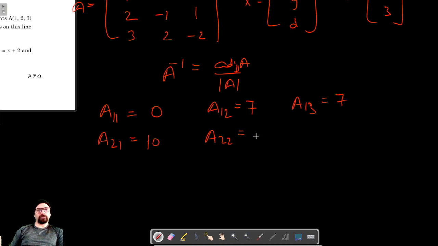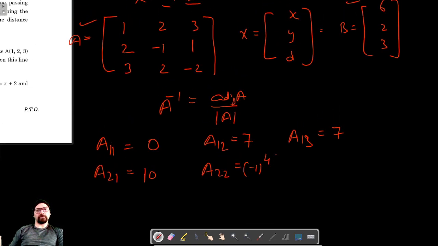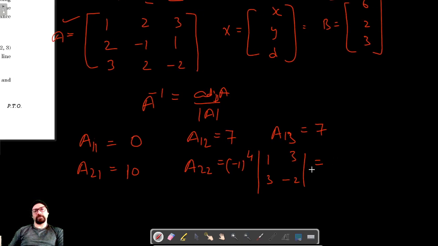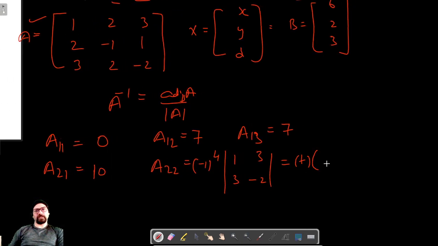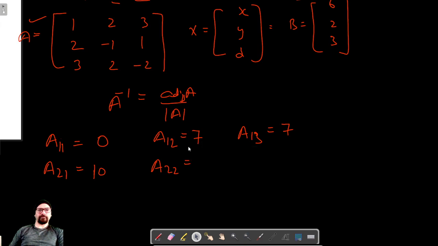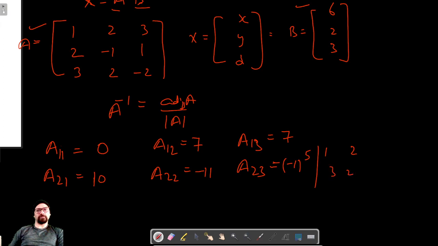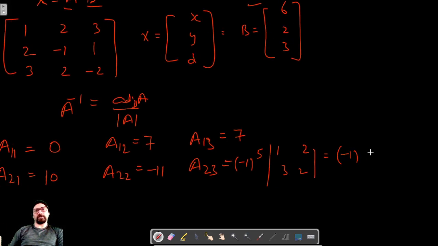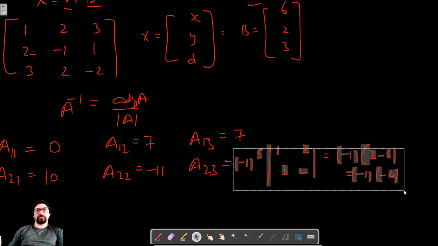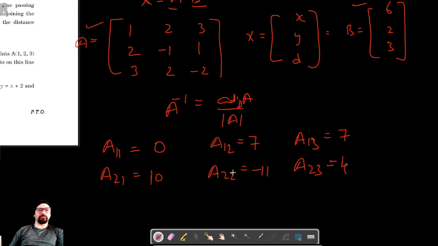Let's find A22. So A22 is minus 1 raised to the power 4. And this has 1, 3, and 3 minus 2, which gives us, this is positive, 1 into minus 2 is minus 2 minus 9, which is negative 11. So this is negative 11. Similarly, the cofactor A23 is minus 1 raised to the power 5, and it has the determinant 1, 2, 3, 2, which gives us negative 1 into 2 minus 6, which is 4. So A23 is equal to 4.